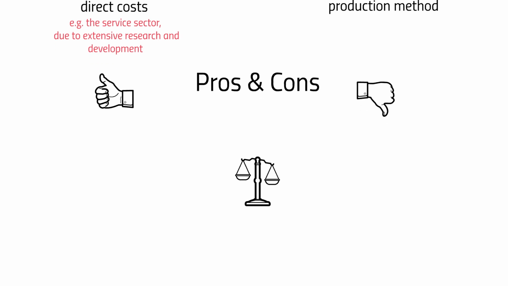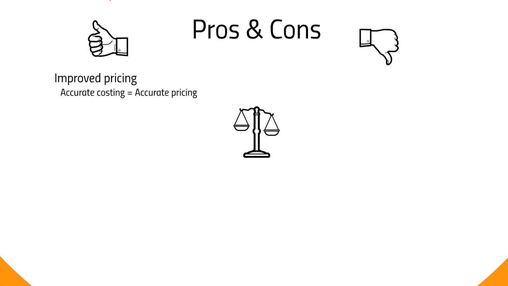So, one of the advantages of it is it allows for improved pricing because we've got more accurate costing and therefore we can price more effectively. Looking back at our example, we saw that under activity-based costing, the custom model was actually selling at a loss. So we now know that we need to sell it at a higher price.